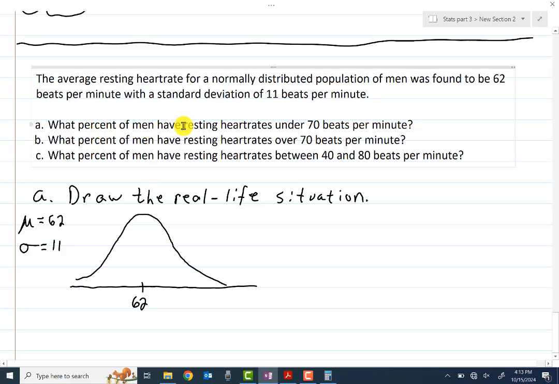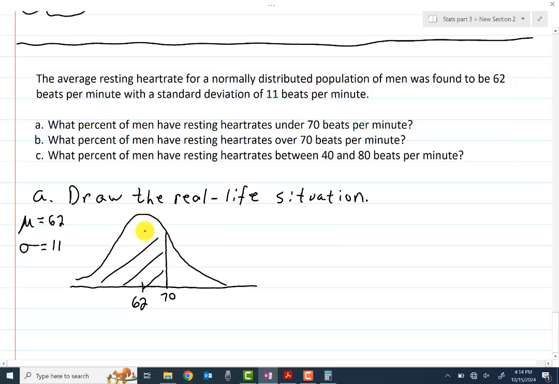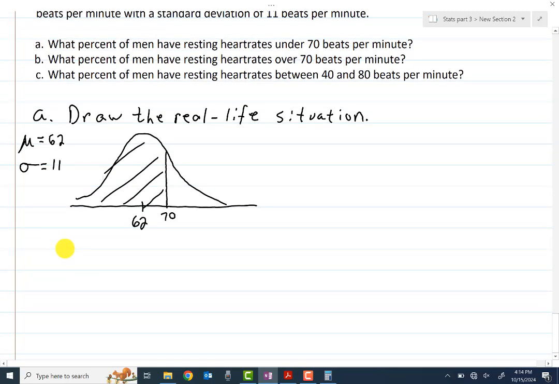They want the percent of men having under 70 beats per minute. Now 70 would be to the right of 62. Since they want the heart rate under 70 beats per minute, we're talking about going to the left. Now, you cannot look this up in the table as it is. There's a second step that we need to do.